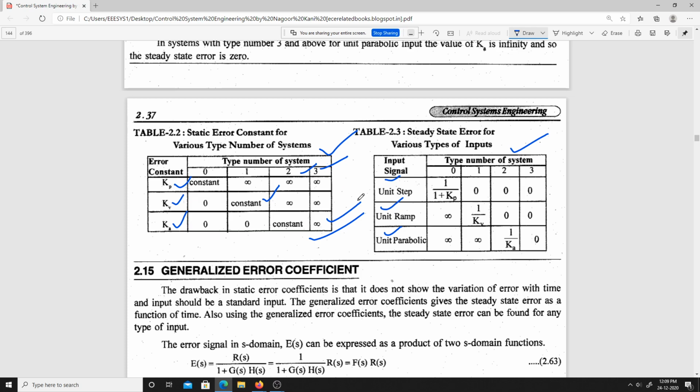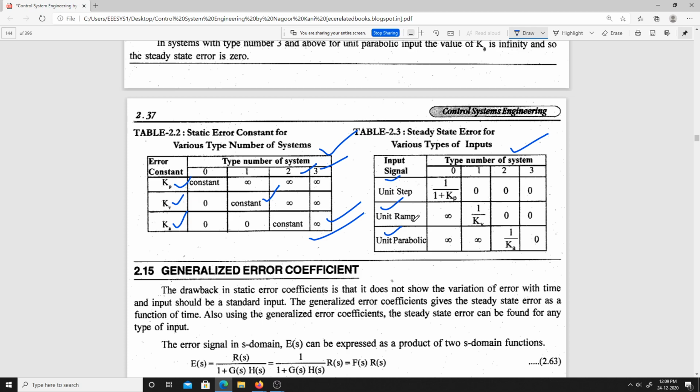Similarly for steady state error for various types of inputs. So this we have discussed. This is also what we have discussed just now in the discussion. For the type number of the system, if you take a type 1 system with unit step input, it will be 1 by 1 plus kp, and the rest it will be 0.